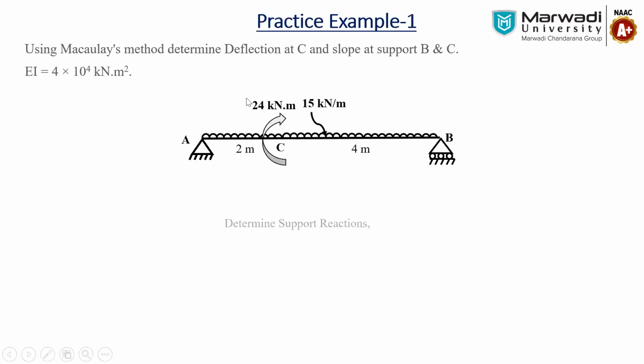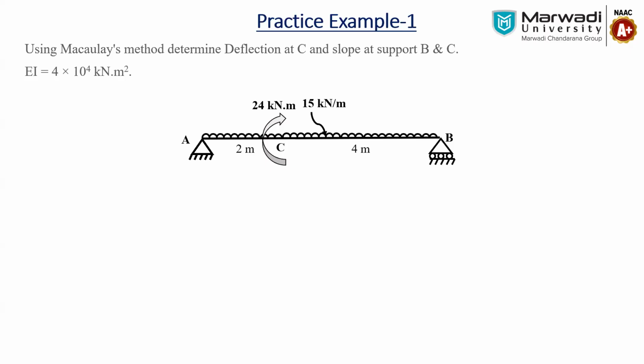So let me go for the first practice example of the Macaulay's method. What's the given data first? Use the Macaulay's method and determine the deflection at C and slope at supports B and C. Okay. So there are a couple of things we have to find out. EI is given. EI is called the flexural rigidity. E is the modulus of elasticity, while I is the moment of inertia. Combined, it is given as 4 into 10 raised to 4 kilonewton meter square.